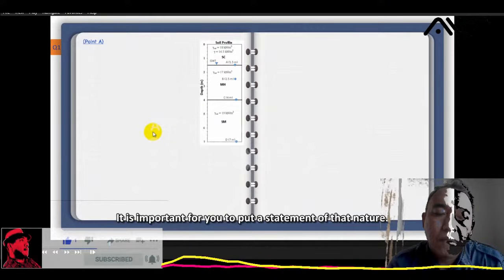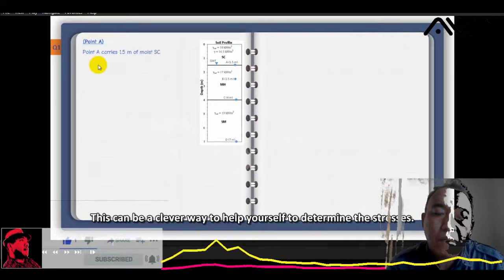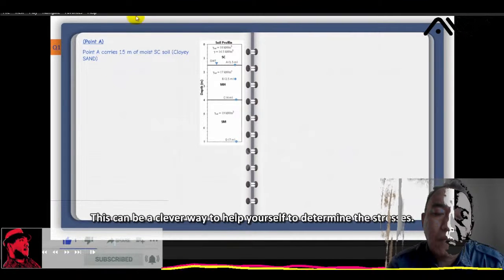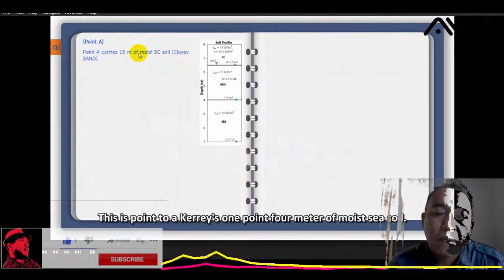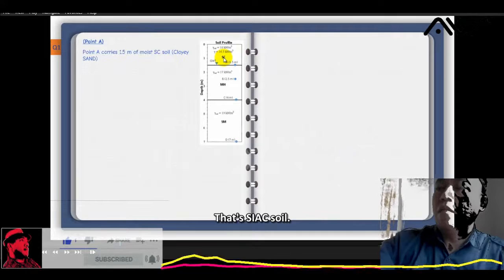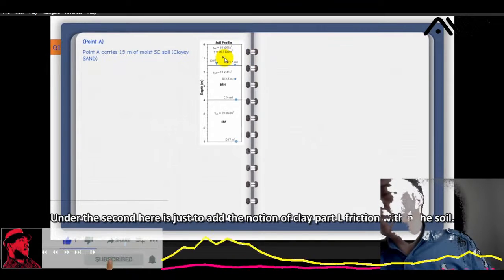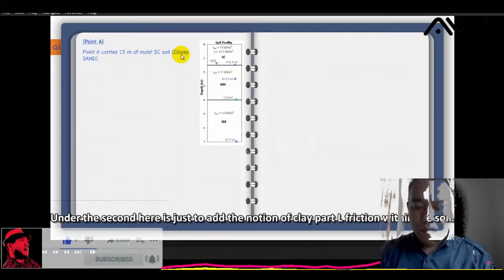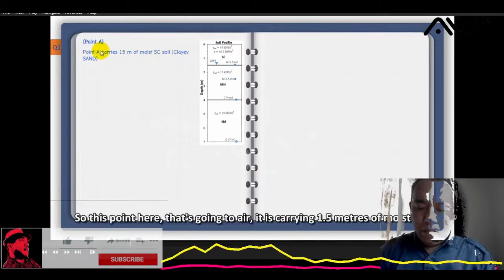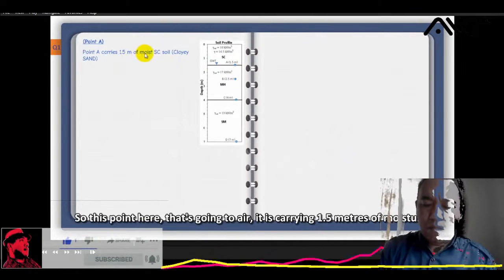It is important for you to put a statement of that nature. This can be a clever way to help yourself determine the stresses. This says point A carries 1.5 meter of moist SC soil. That's SC soil. The first symbol refers to the primary soil, that's a clayey sand, and then the second is just to add the notion of the clayey part or fraction within the soil. So this point here, that's point A, is carrying 1.5 meter of moist soil.